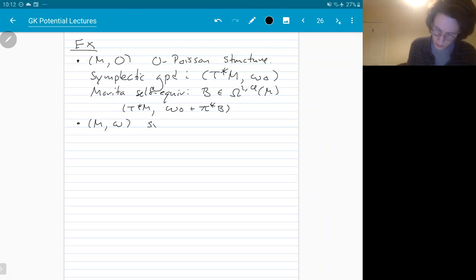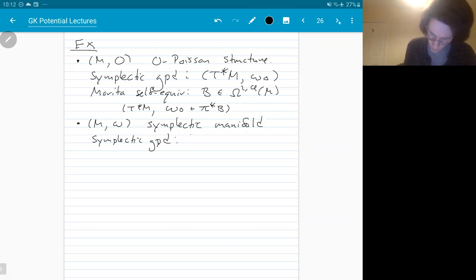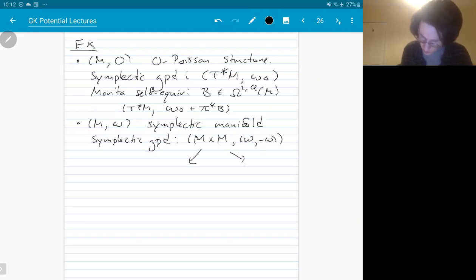If you start with a symplectic manifold, then the symplectic groupoid, well, you can take it to be the product of M with itself, but you put the symplectic form plus omega on the first factor and minus omega on the second factor, and the two maps to M are the two projection maps.